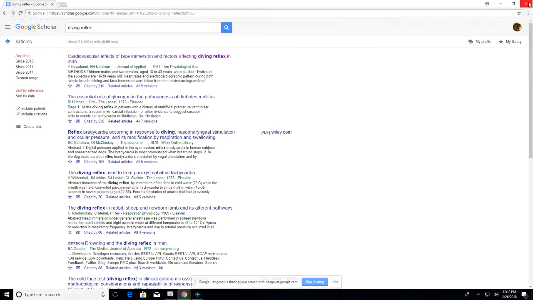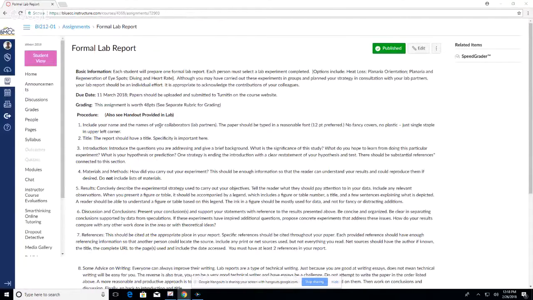for your topic. Okay. So you'll notice that you could do your scientific paper on heat loss, that would be the thermoregulation. You could do it on planaria orientation, so that was the behavior. You need to use the entire class's data if you do it on that particular topic. Planaria and regeneration of eye spots, that would just be your group's data, or the diving and heart rate, which is what we're going to be doing this week in lab. So you should have time to write that up, because you would have over a week to do that.